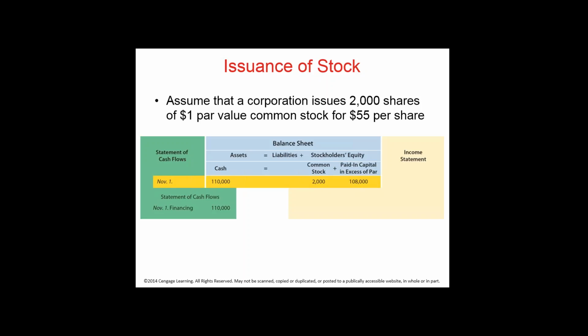We're also going to increase our common stock for the 2,000 shares at $1 par value. So you see we've only increased common stock for $2,000. The balance of the cash we received goes into an equity account that is called paid-in capital in excess of par. So do you see how that works? The accounting use of the dollar is to say what we receive for common stock, and then the additional is additional paid-in capital.